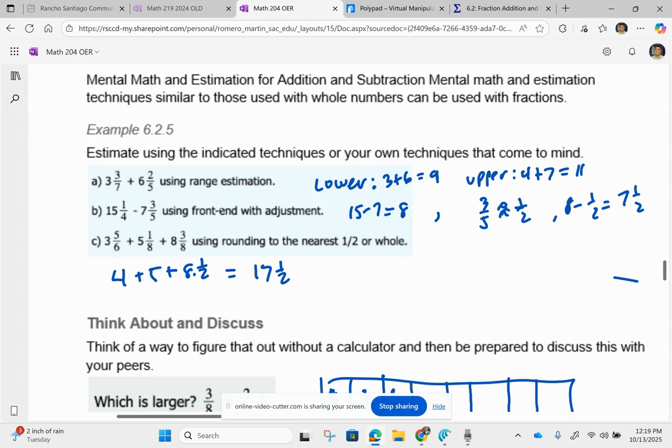So range low to high, so 3 plus 6 or 4 plus 7, right? So we know that answer is between 9 and 11. It's an important process, this estimation, right? It helps students think mathematically.